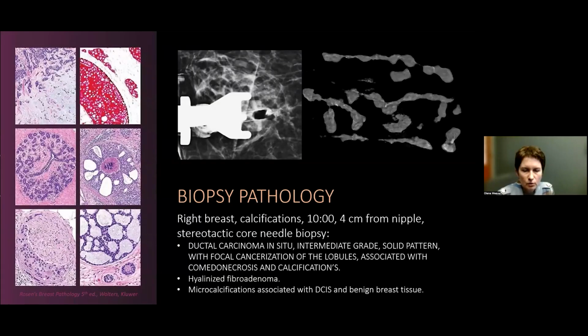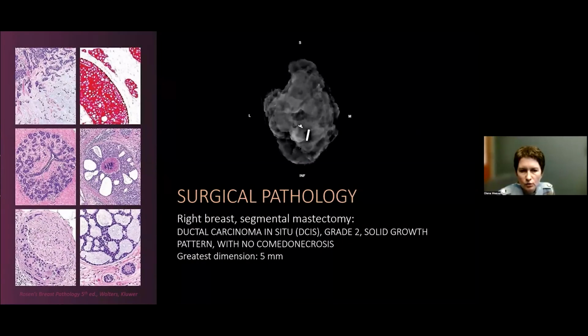So we did do a stereotactic guided biopsy of the right microcalcifications, and it was a DCIS intermediate grade. And on surgical pathology, she had a segmental mastectomy, which confirmed grade 2 DCIS of 5 millimeter in diameter. So it actually was not as big as the area of calcifications. But the point is that, especially with the calcifications, if the calcifications are suspicious enough, even if they don't enhance, they have to be biopsied.